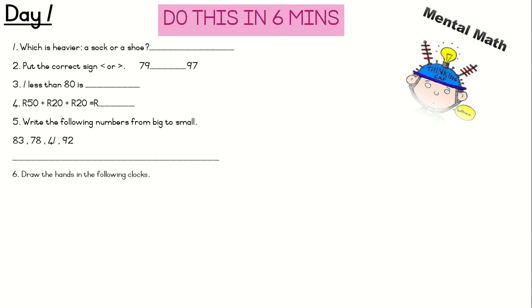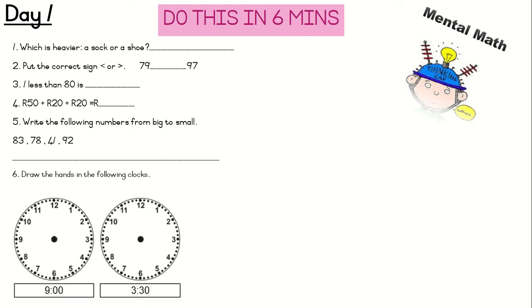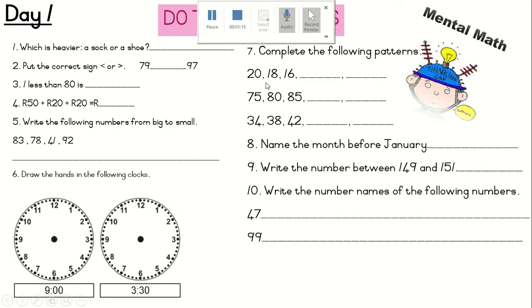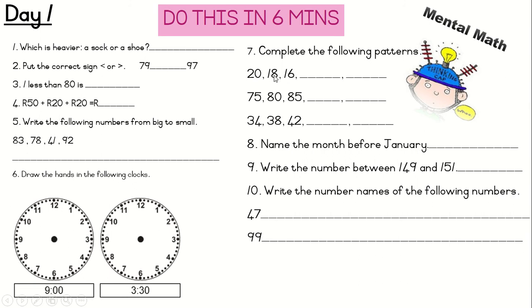Draw the hands into the following clocks. 9 o'clock and 3:30. Complete the following patterns. If I look at the first pattern, it says 20, 18, 16. Now you have to ask yourself, what did I do with 20 to get to 18? What did I do with 18 to get to 16? If I say 20 to 18, it was minus 2. And from 18 to 16, it was minus 2. Now you have to do the same to get the following two numbers.